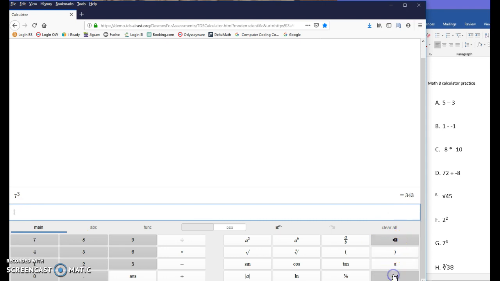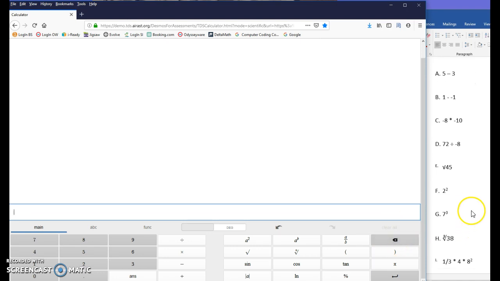If I press this return bar right here, it gives me another row. If I wanted to check that 7 to the third power does equal 343, I could type 7 times 7 times 7 below that, and I see that they are both the same. I can click clear and clear all. You can also use this backspace. Just a few more problems.